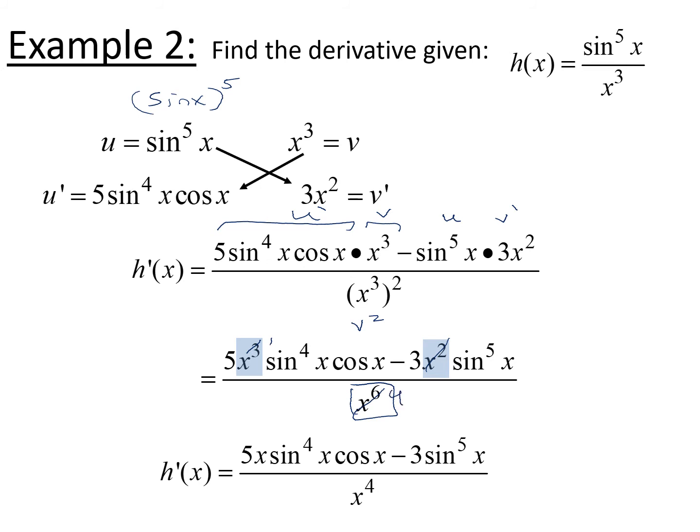Okay, so that is a very cleaned up version. There's a way you could factor out a sine value because you have sine to the 4th power, but that won't really clean it up too much. So this is our answer. I'm going to put a box around it because we are done.